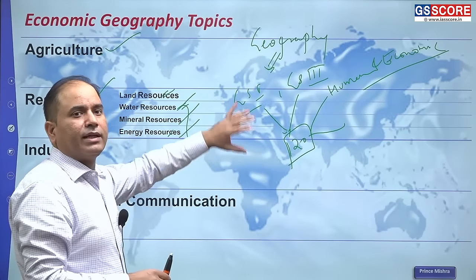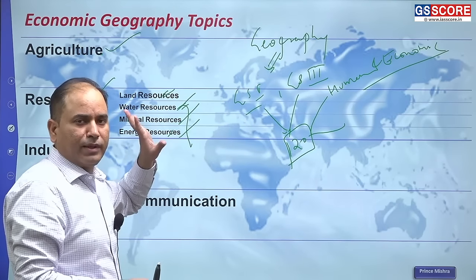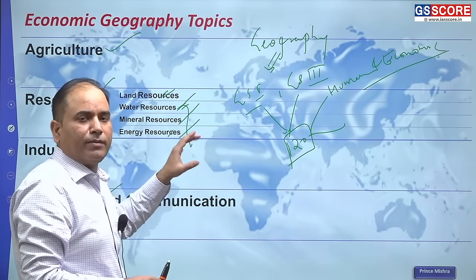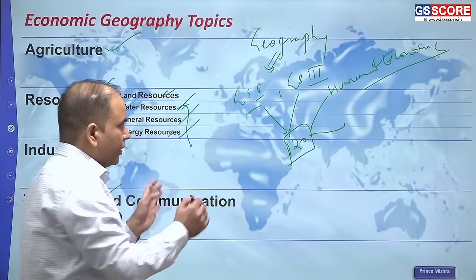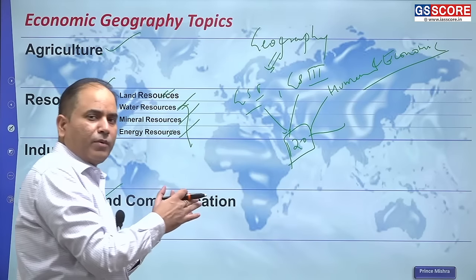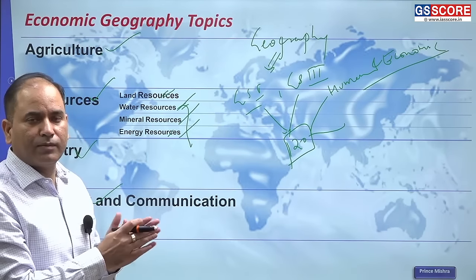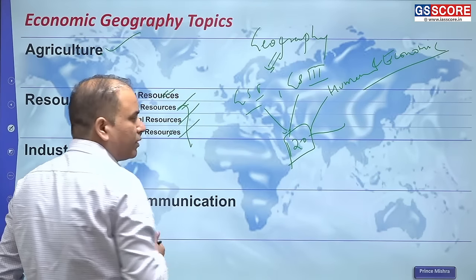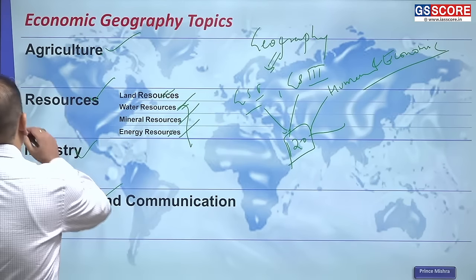Also, it doesn't mean that economic geography is only useful for the mains examination. Regularly, questions are being asked from economic geography in prelims also. So economic geography is important for both your prelims stage and the mains stage. Now, we'll look at the individual topics that you are supposed to study.